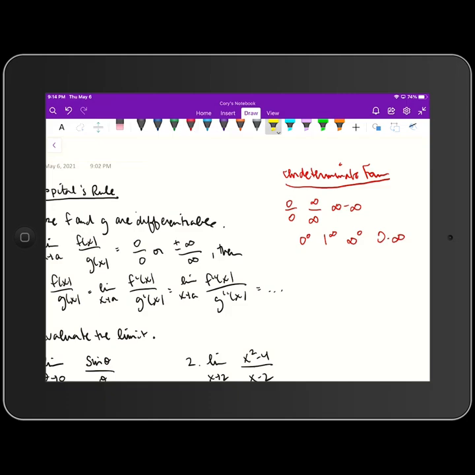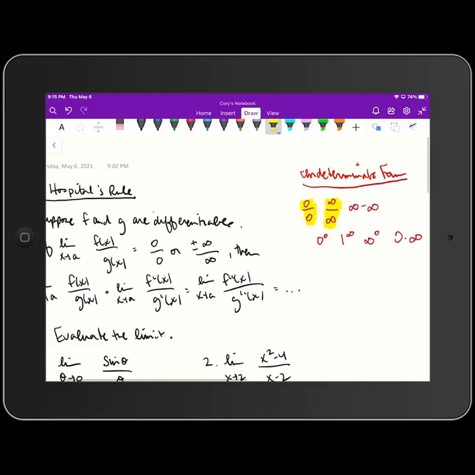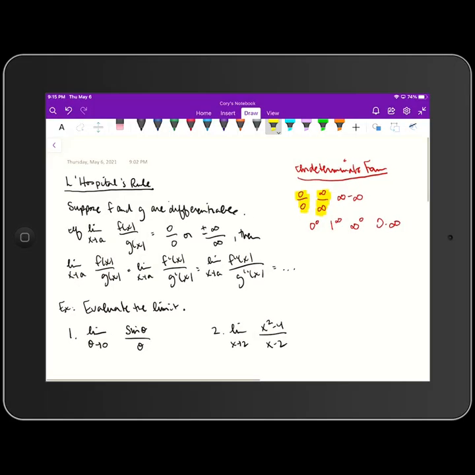The two that we're going to spend this lesson looking at are 0 over 0 and infinity over infinity. When we have limits in this format, we are not able to determine the value of the limit without either using L'Hopital's rule, which we're going to discuss today, or some of the techniques that we used for limits earlier on this year. Okay, so let's take a look at what L'Hopital's rule states.